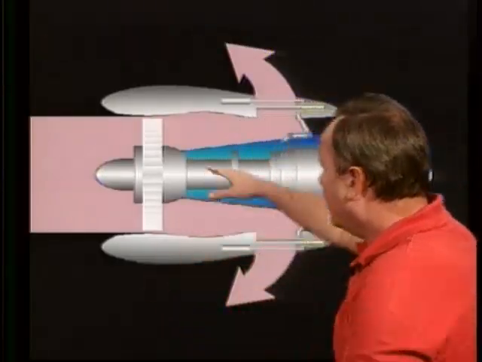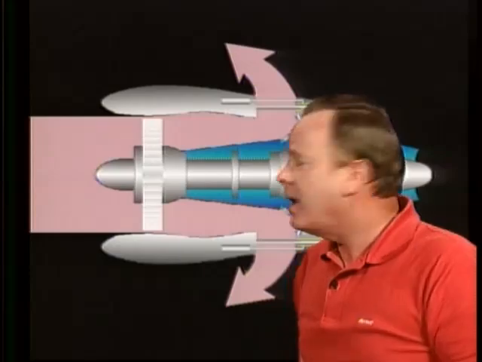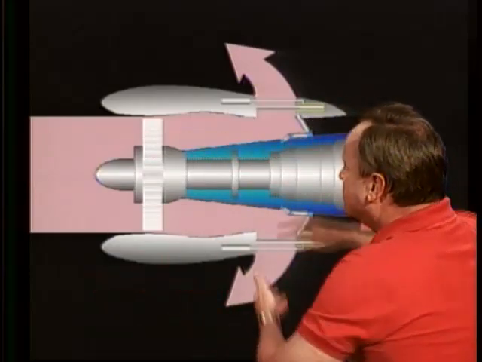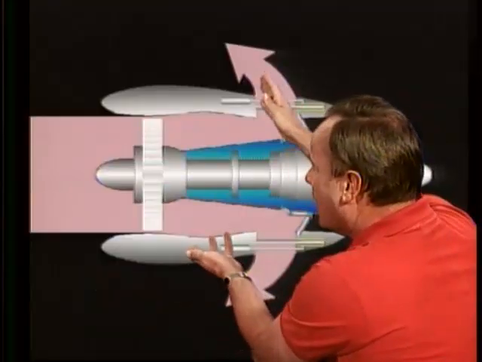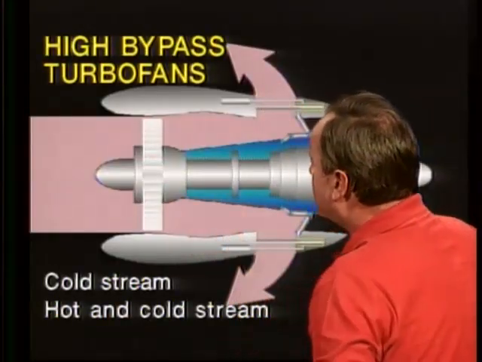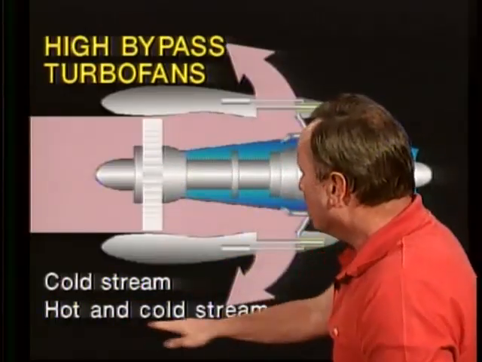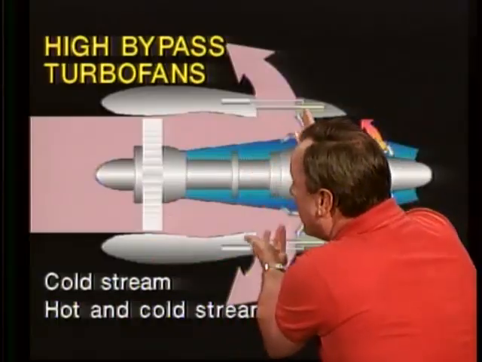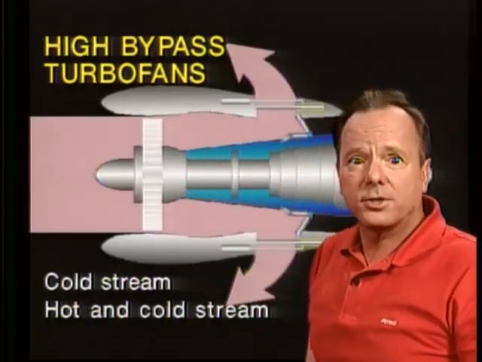Now, if you have a high bypass turbofan, as we might have right here, you know that much of the thrust of this engine comes from the bypass duct. So you can get away with reversing only the bypass duct in a high bypass turbofan, and that's the cold stream, by the way, the bypass duct, or you can reverse them both. But you can get away with only reversing the bypass duct because it's a high bypass fan, and that's where most of the thrust comes from.